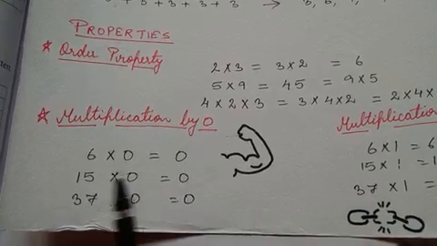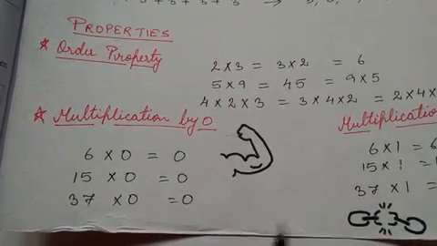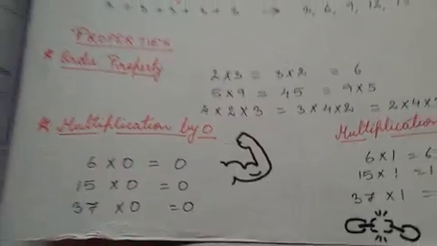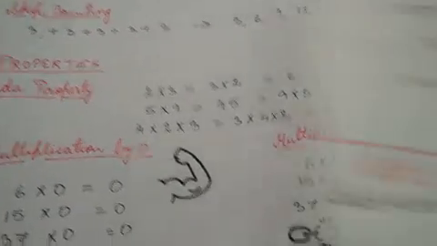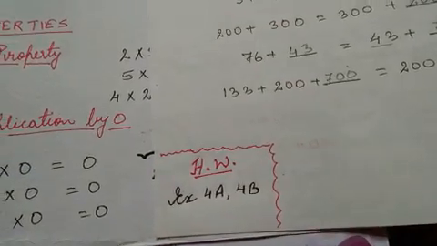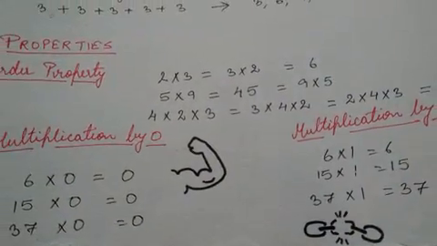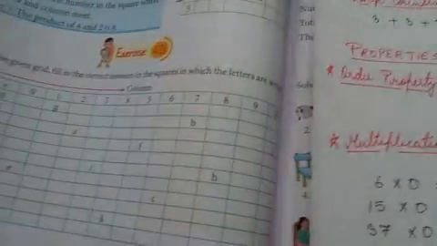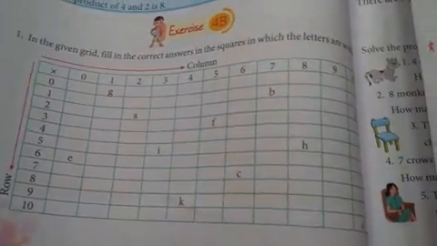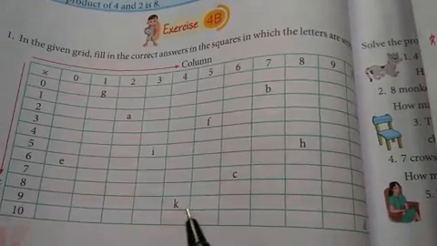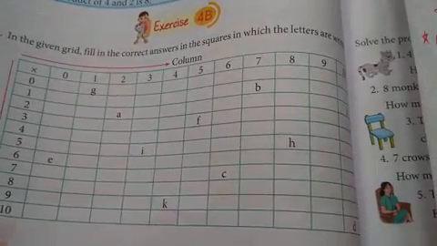So this is very simple. You need to learn it in your exercises. Before that, your homework will be exercise 4A and 4B. I just want to show you exercise 4B. Now 4B is a bit confusing, but actually it is not confusing.